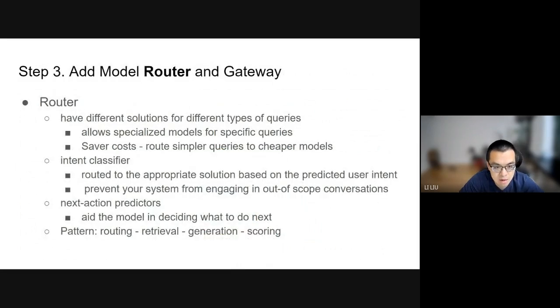Next, let's talk about adding the model router and gateway. So to start with, why do we even want that? Why don't we just call the API to say OpenAI or Gemini? Well, as we can see from the past years, neither one of the models is perfect or can achieve our goals, or even the stronger model could be expensive.